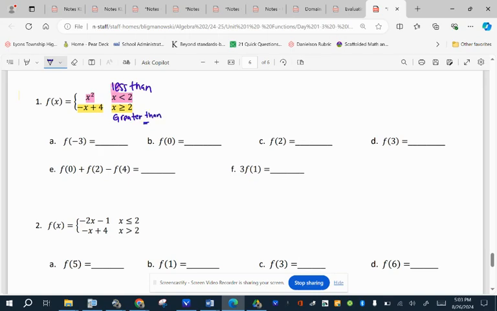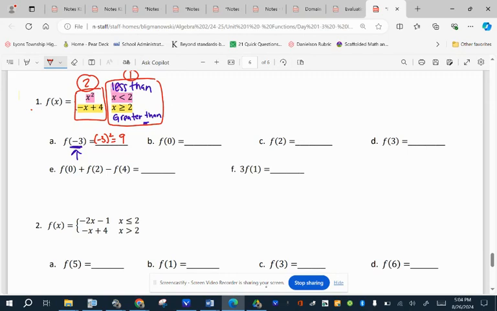So what we're going to do is first look at this number and say, okay, which inequality does negative 3 fit into? So we're always going to look at the inequality part first, and then we're going to look at the equation. Negative 3 is less than 2, so it's going to be this pink inequality, which means we're going to plug negative 3 into x squared. So I would do negative 3 squared, which would be 9.